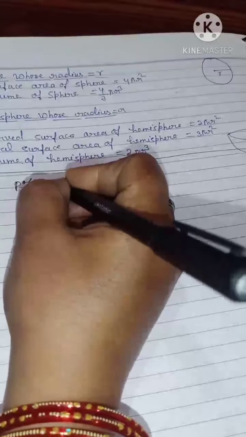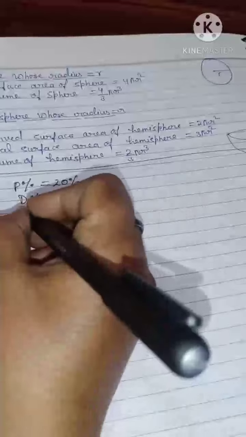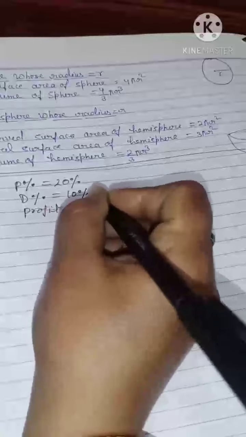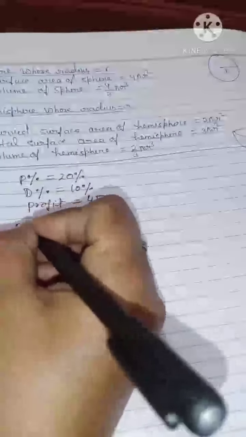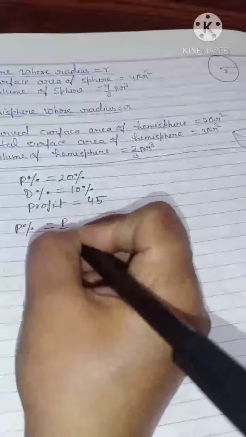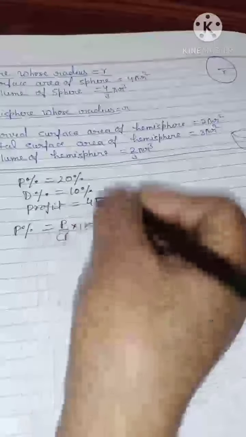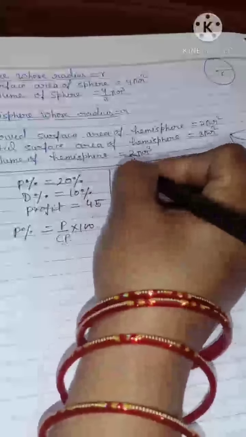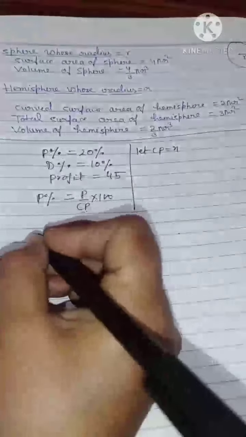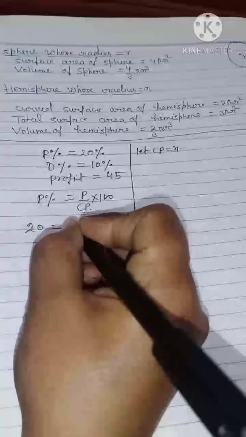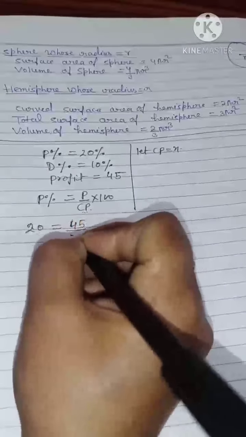For finding the marked price, you have profit percent equal to how much? 20%. Okay, discount percent is how much, beta? 10%. Okay, and profit is how much, beta? Profit is rupees 45. Okay, so how will you do it? Profit percent formula, you know that: profit upon CP into 100. For that we need CP. So what will you do? Let CP be equal to X. Okay, so now put profit percent, how much, beta? 20%. So 20 right here. Profit is 45 upon CP is X into 100.